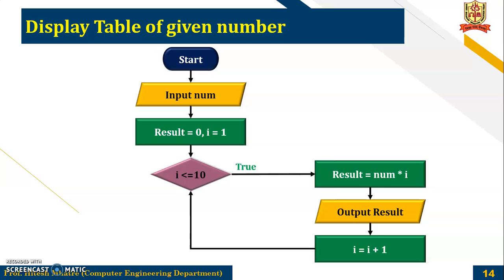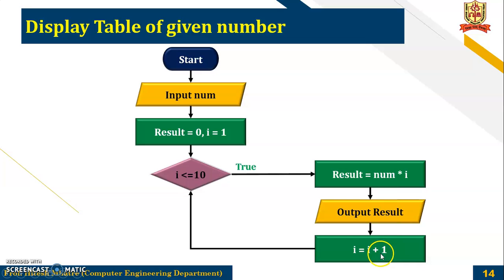Display the result, again increment. At one stage I value will be 10. So check if 10 is less than or equal to 10, yes. Result is 6 multiplied by 10, that is 60. So you will be getting a table of 6, that is 6, 12, 18, 24, 30, 36, 42, 48, 54 and 60. So display 60, increment I.